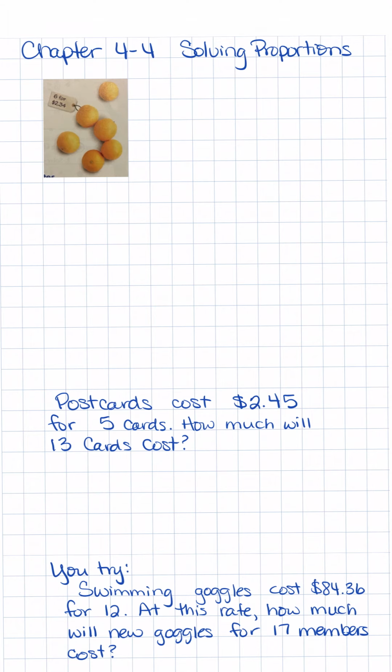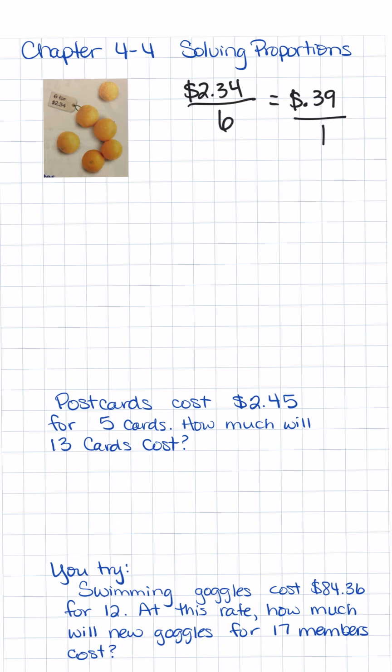So if we wanted to know what the unit rate is, what one of those is going to be, we would take $2.34 divided by 6. That's the dollars divided by the oranges. And when you divide that out, you get 39 cents. So each orange, the unit price is 39 cents. So 39 cents for one.